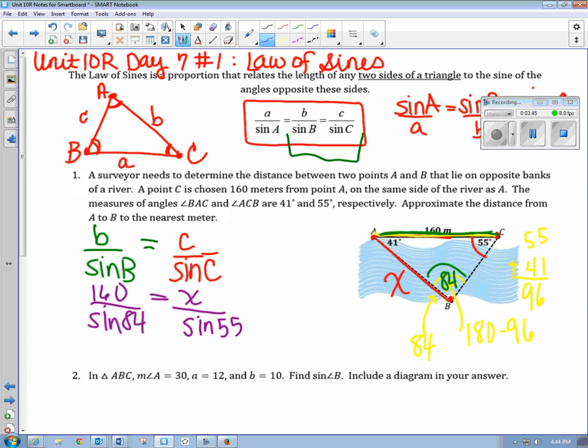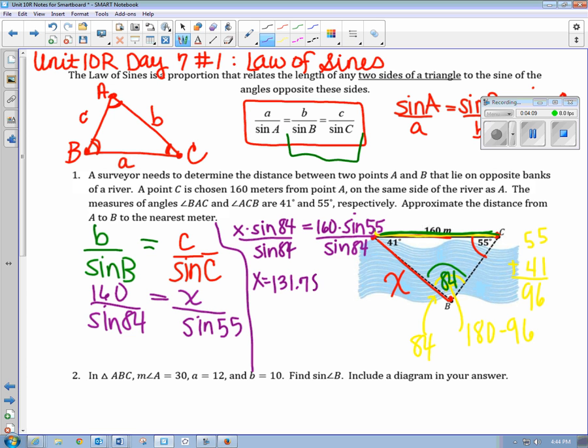And at this point, I'm going to cross multiply and solve. So when I cross multiply, I get x times the sine of 84 equals 160 times the sine of 55. Remember, I'm solving for x in this case, so I want to go through and divide by sine 84. And then I'm going to type that into my calculator, and I get that x is 131.786266. Final answer rounded to the nearest meter, 132.